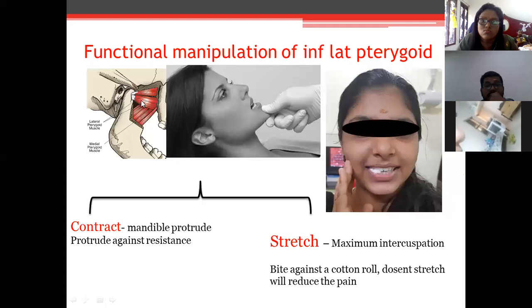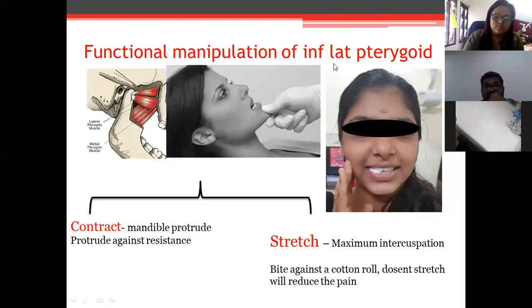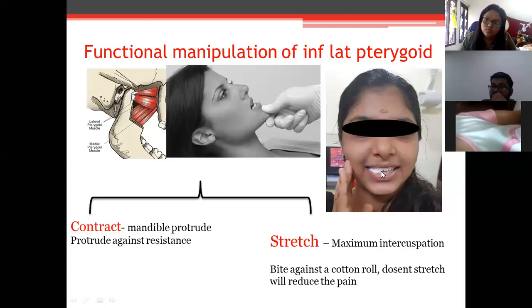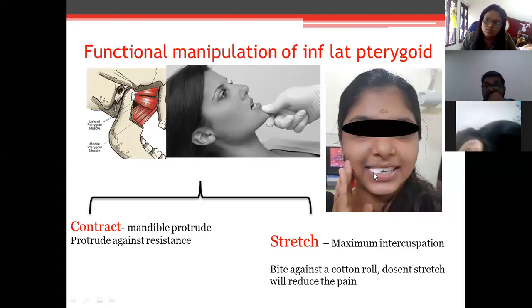So what you have to do is keep a cotton roll. Can you see a cotton roll placed in the patient's mouth? Don't keep it on both sides. First, for checking the lateral pterygoid, keep it on one side of the jaw, a cotton roll or tongue blade, whatever you can use, and ask the patient to clench. What happens? Because you are keeping a cotton roll over here, it will never produce full clenching.